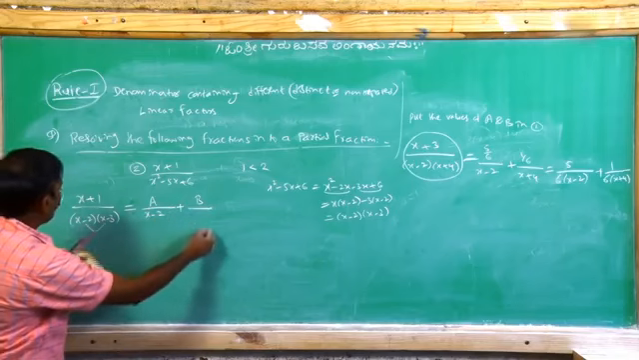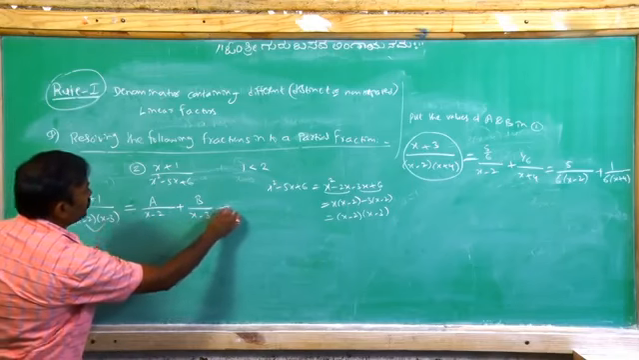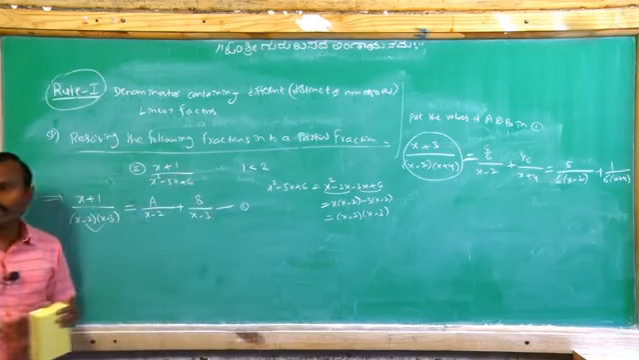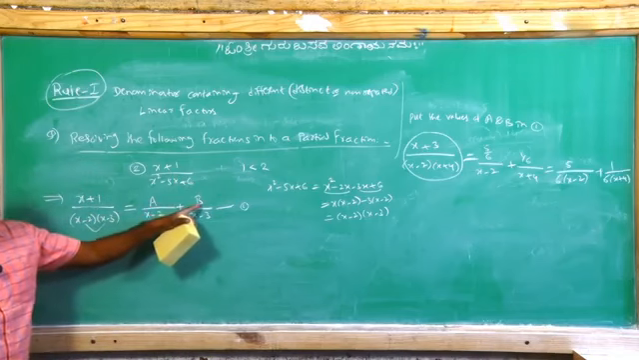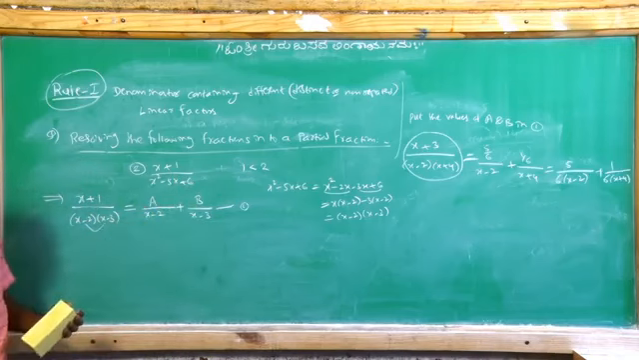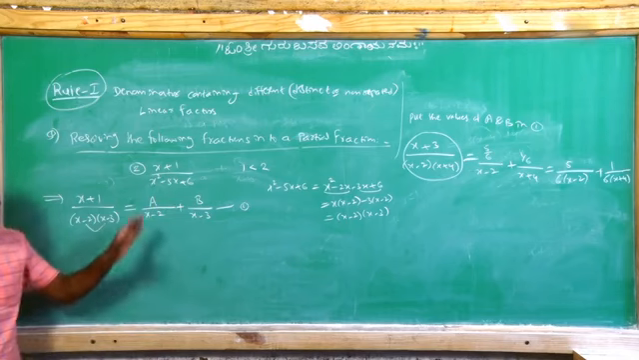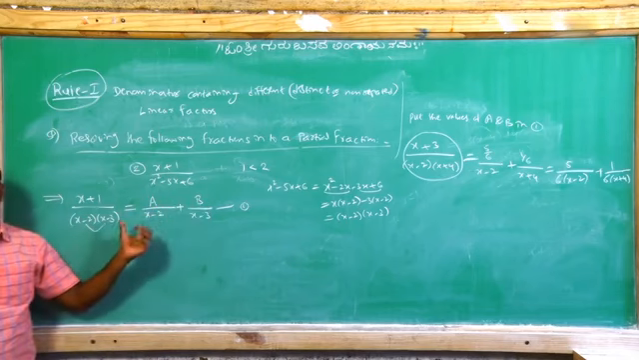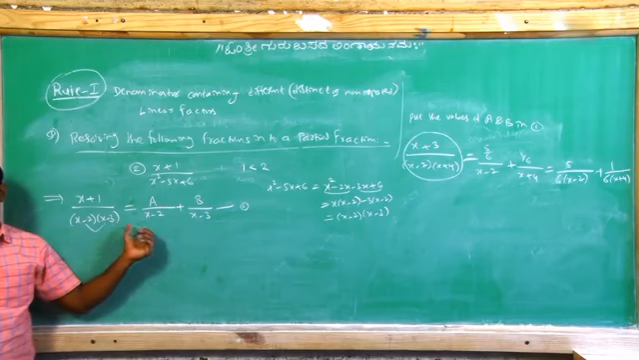The second constant over the second linear factor is x minus 3. This is equation 1. Here a and b are constants to be determined. Using two methods, we can find the values of a and b. The first method is the LCM method.